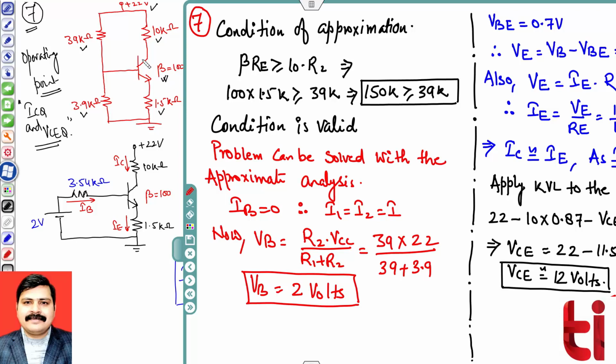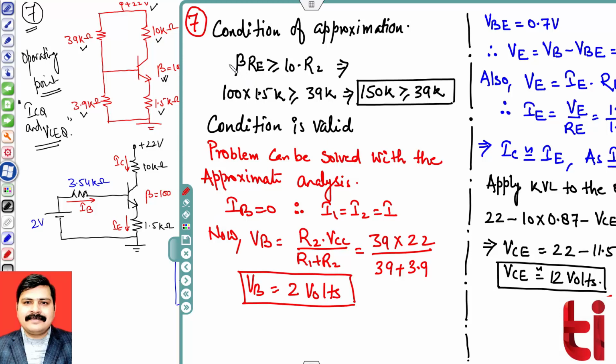Let us first check whether we can solve this problem with the approximate analysis or not. My condition of approximation is that beta into RE should be greater than or equal to 10 times R2. By putting in all the values given in the network, we have found that this condition is valid. So if the condition is valid, we can solve the problem with approximate analysis.